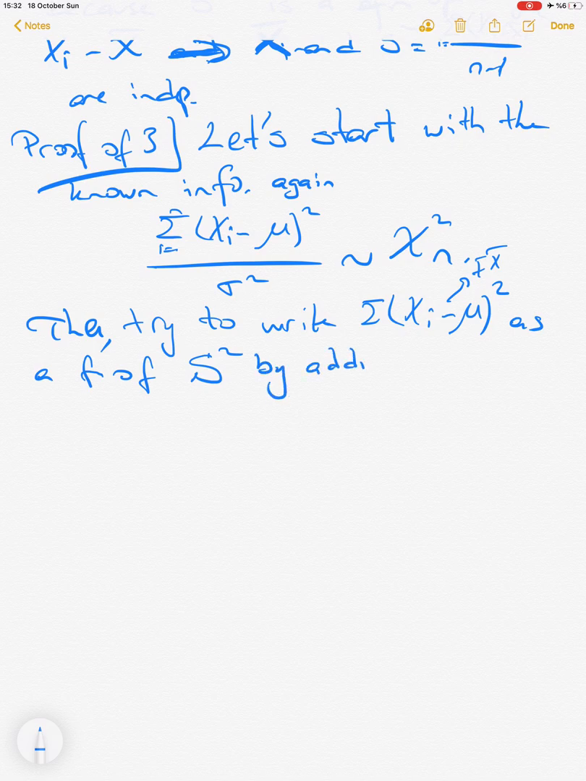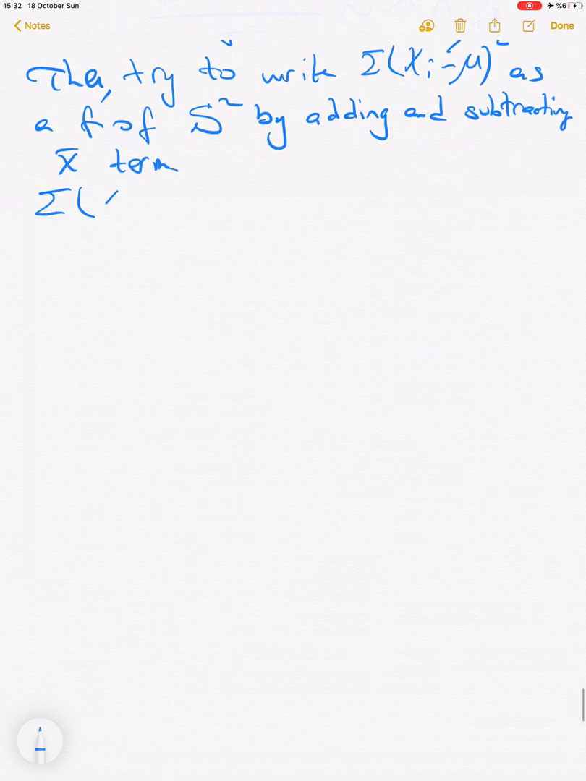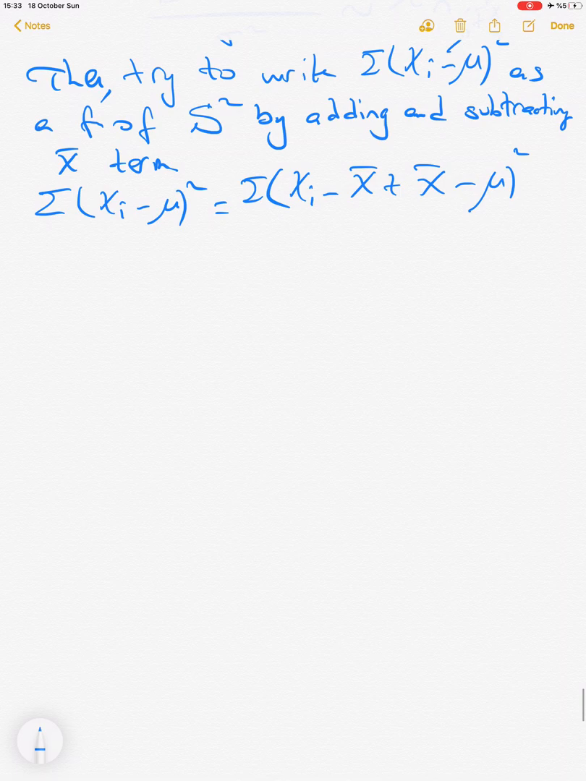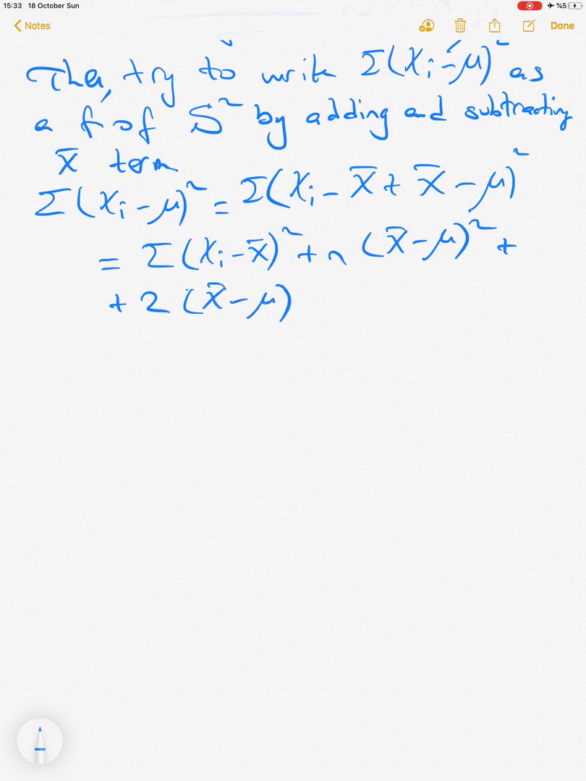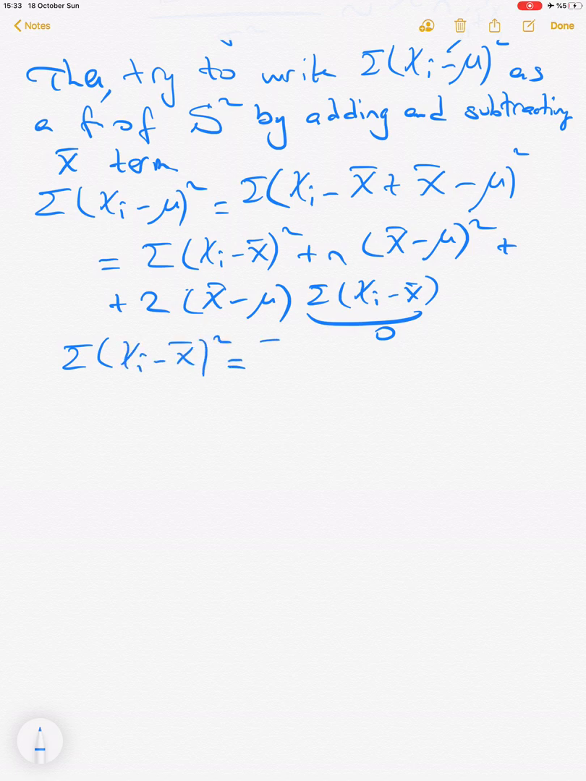By adding and subtracting x bar term. Okay, so we have summation xi minus mu whole square, then xi subtract x bar, add x bar minus mu square, and then separate, expand the square. So we have xi minus x bar whole square plus n times x bar minus mu square, plus we have 2 times x bar minus mu and summation xi minus x bar. But we know that this part is 0, so summation xi minus mu whole square can be written as summation xi minus x bar square plus n times x bar minus mu square.